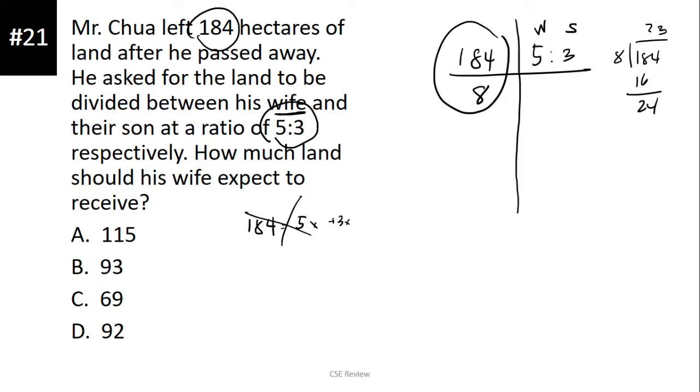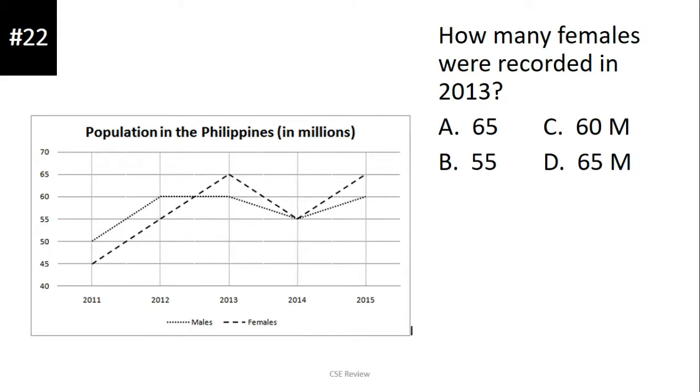So, you have 23. Tapos yung 23 na yan, which is yung answer, imumultiply mo siya sa kanino yung hinahanap. Sabi, how much land should his wife expect to receive? So, yung wife, yung 5, imumultiply mo yung 23 sa 5. So, 23 times 5 is going to give you 115. The answer is letter A, 115. It's that easy instead of doing all of this. Okay? Number 22 at yung mga sumusunod follows this graph.